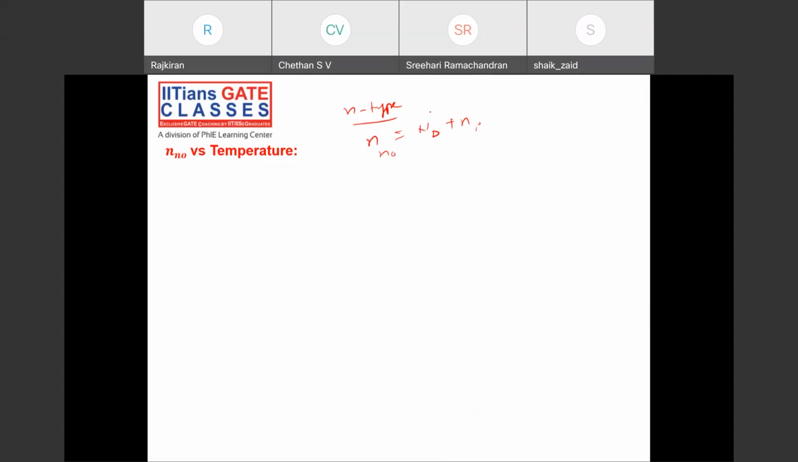And each donor atom is what? Positively charged, right or not? Because each donor atom has given one electron to the semiconductor, so they are positively charged. Yes, positive charge. And Ni is nothing but the concentration due to thermal generation.